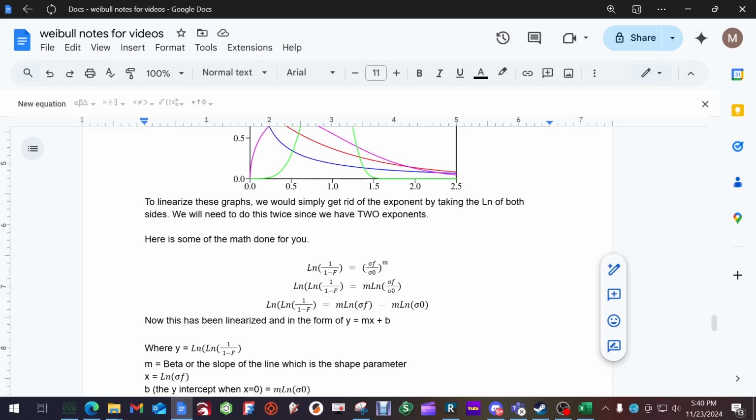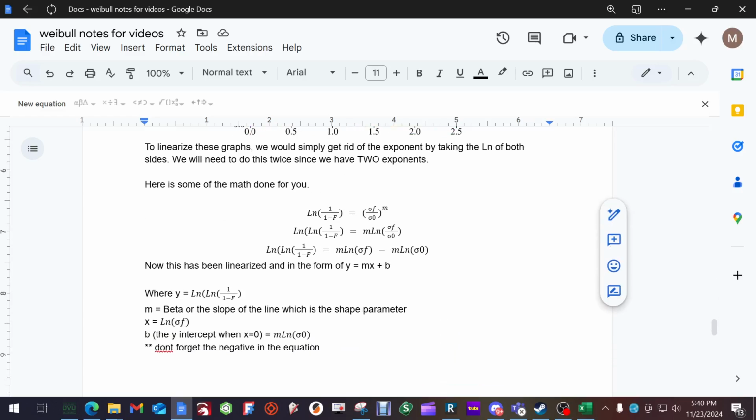Okay, so we know that y is now equal to the natural log, this business. m is just m, it's the slope, or beta, or shape characteristic. x is equal to the natural log of sigma f, our testing criteria. And then b is equal to all this business. Okay, that's great. So let's look at this in Excel real quick before moving forward.